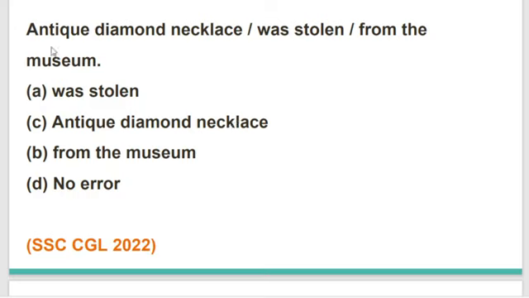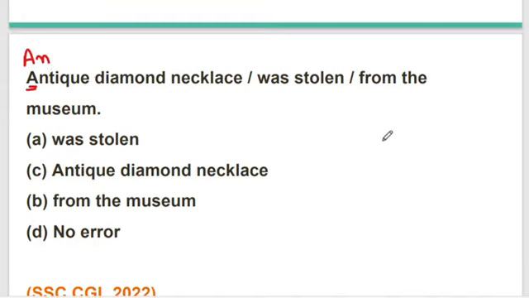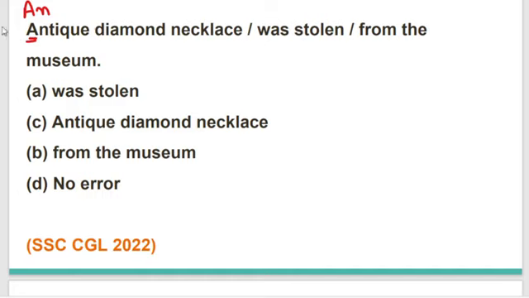this sentence. The sentence is starting with a word which is starting with a vowel A, and when it is starting with vowel A, naturally we have to put an before the word antique. An antique diamond necklace, since the word antique is starting with A, and A is a vowel type word here. So the correct sentence is, an antique diamond necklace was stolen from the museum.